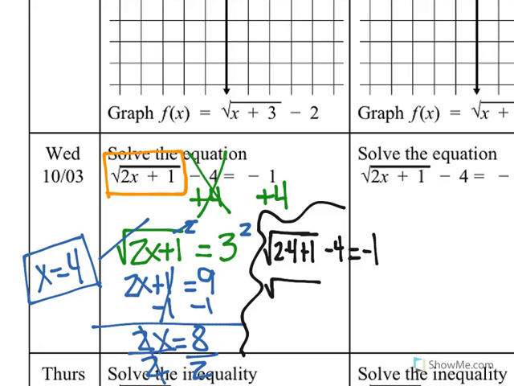So we get 2 times 4 is 8 plus 1 is 9, so we get the square root of 9 minus 4 equals -1. The square root of 9 is 3, so does 3 minus 4 equal -1? It does. So we get -1 equals -1, and we know that when we plug 4 in for x, it makes the equation true. So this is our answer.